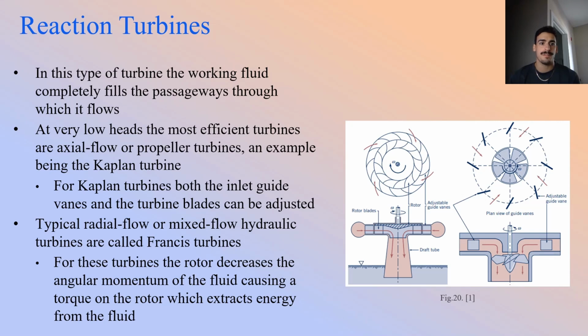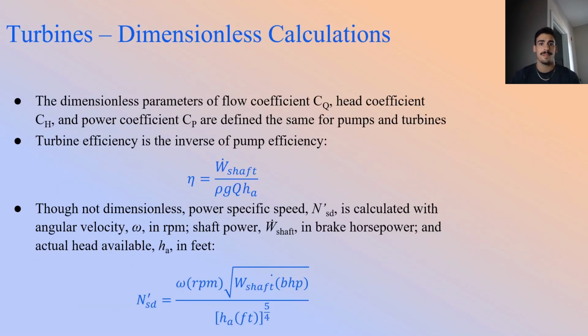Now we have reaction turbines. In this type of turbine, the working fluid completely fills the passageways through which it flows. At very low heads, the most efficient turbines are axial flow or propeller turbines, an example being the Kaplan turbine. For Kaplan turbines, both the inlet guide vanes and the turbine blades can be adjusted. This is convenient because if the flow rate or the head change, you can adjust it to get optimum output. Typically, radial flow or mixed flow hydraulic turbines are called Francis turbines. For these turbines, the rotor decreases the angular momentum of the fluid, causing a torque on the rotor which extracts energy from the fluid.